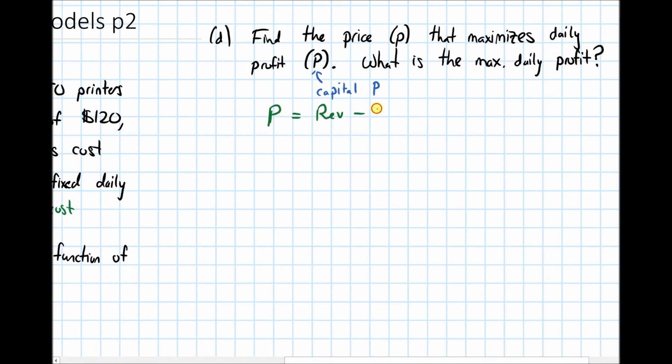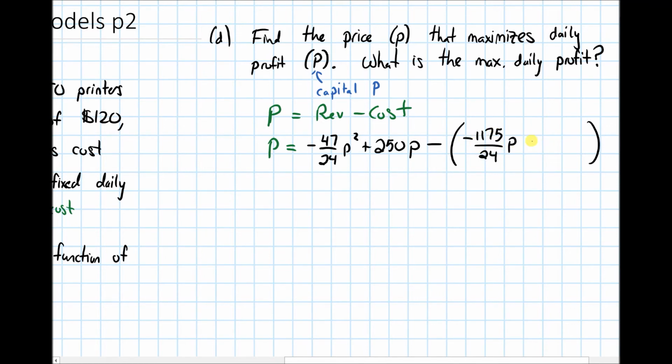Profit equals revenue minus cost. So let's plug in for each of these. So we get profit equals, so the revenue we had earlier, negative 47 over 24 P squared plus 250 P minus our cost function. And the cost function we just got, the cost function was negative 1175 over 24 P plus 6,650. So I could simplify by distributing this negative into the parentheses. So we get profit equals negative 47 over 24 P squared plus 250 P. That part stays the same. Distributing the negative, I get plus 1175 over 24 p, and then we get minus 6650.